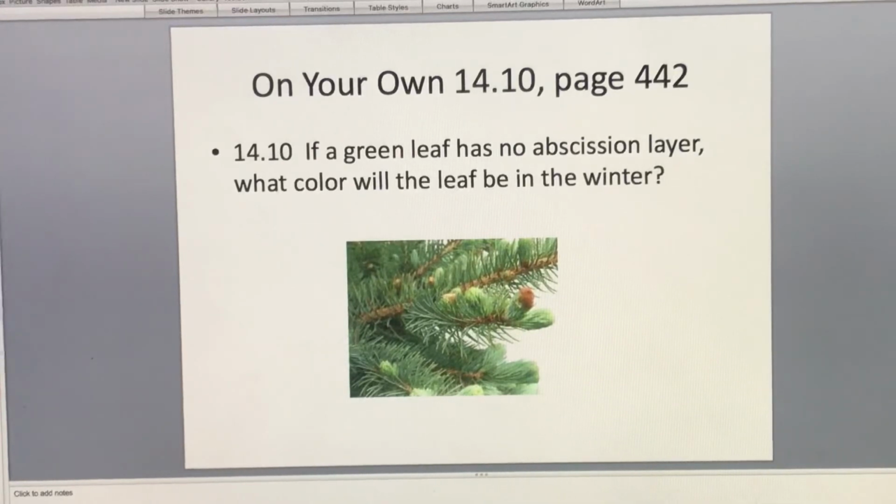14.10. If a green leaf has no abscission layer, what color will the leaf be in the winter? Well, in this case, it would continue to stay green, hence our evergreens, which we're also very fortunate to have in this area.